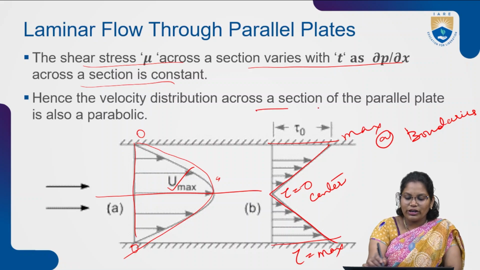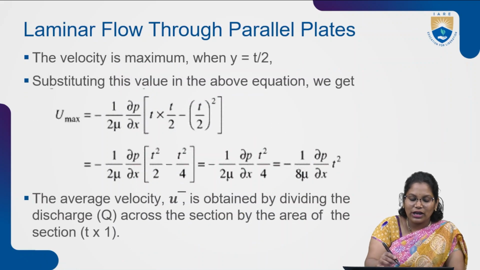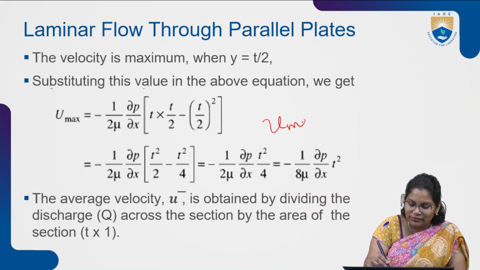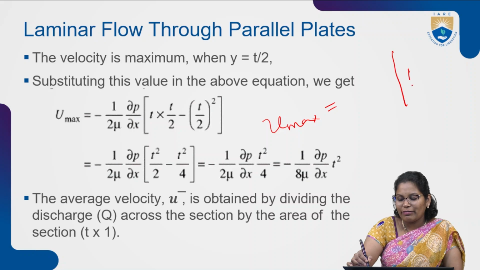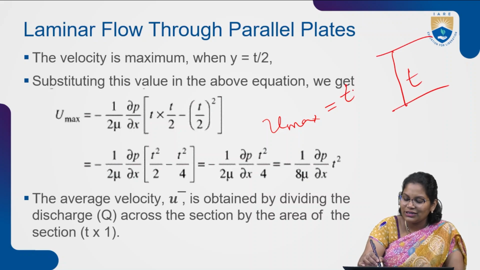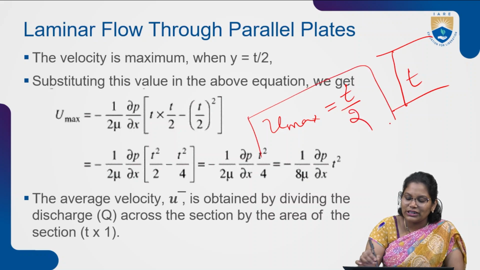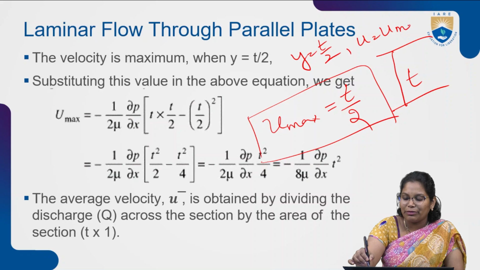Right? So here we got the u value. We have to find u max. What is u max now? So already we know that u max is at the center. The distance between the two parallel plates we are denoting with t. So the maximum velocity is at half of the distance between the parallel plates, t by 2. Where y is equal to t by 2, your u will become u maximum.